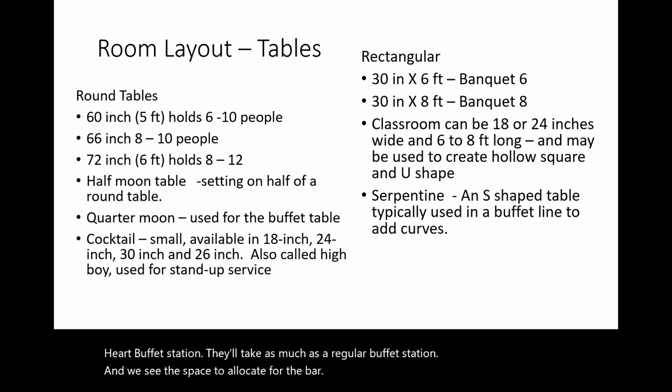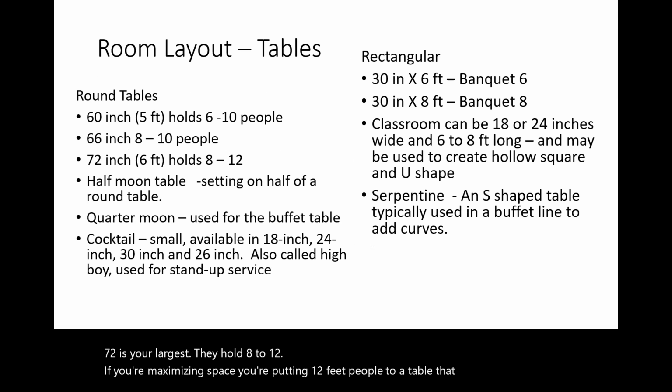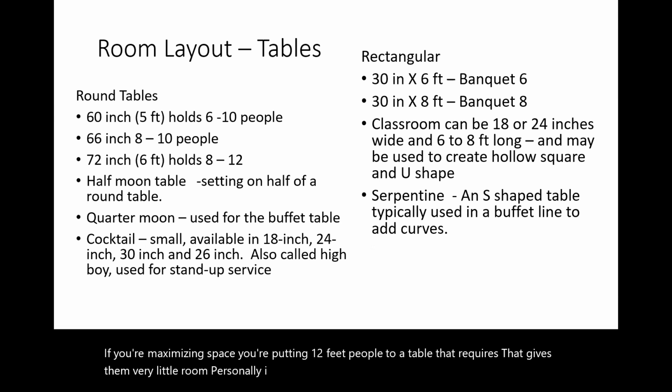Room layouts. Round tables come in three sizes: 60-inch, 66, and 72. 72 is your largest. They hold 8 to 12. If you're maximizing space, you're putting 12 people to a table. That gives them very little room. Personally, I like to do 10 per table. At the 66-inch table, a little bit lower, I prefer 8. And at the 60-inch, 6 at the most.